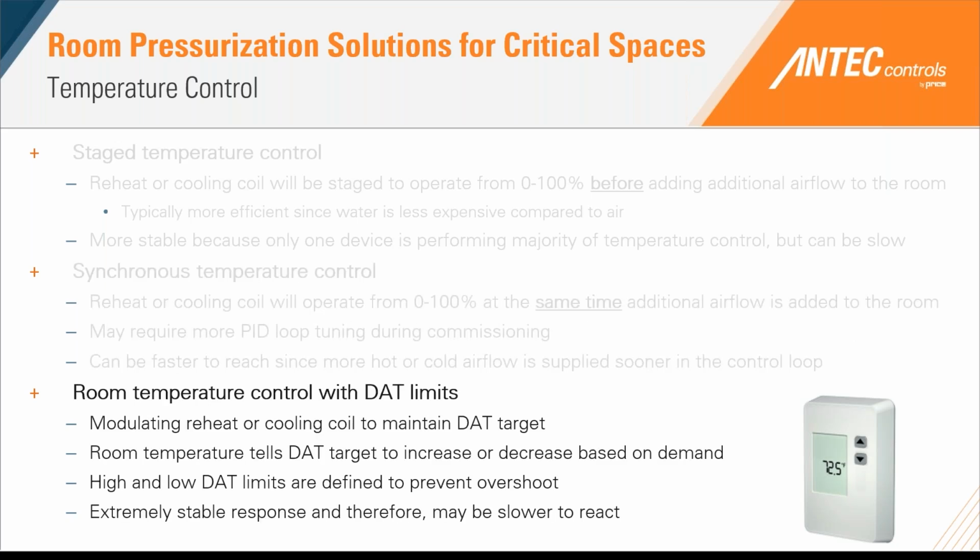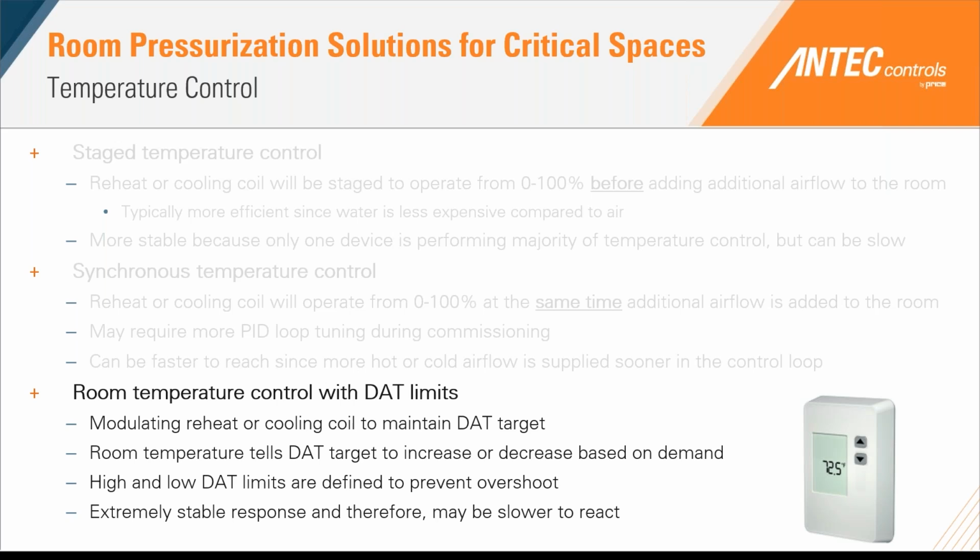So the last form of temperature control approach we're going to cover here is going to be our room temperature control with DAT limits, or discharge air temperature limits. The goal here now is, instead of just controlling our room temperature by taking a reading from our room thermostat and modulating our airflow and cooling coil, we are instead going to try to maintain a constant discharge air temperature from our supply airflow.